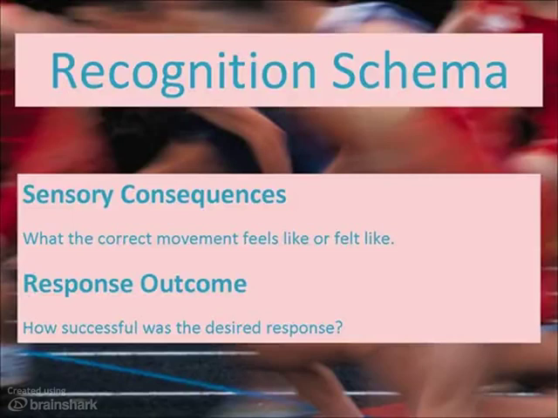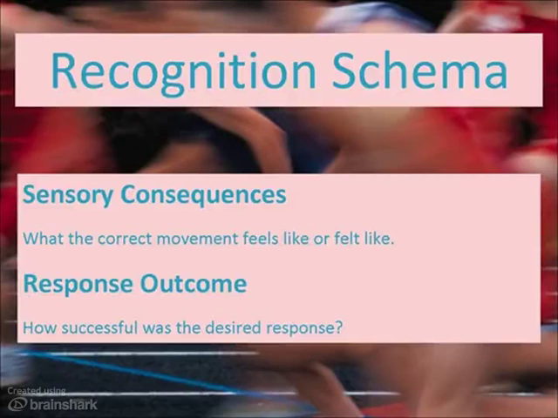And you might want to be using the word kinesthesis, which really means the feeling of the movement. Now, the response outcome clearly refers to what happened. And as you can see there, it says, how successful was the desired response? That really means, what was the outcome? I wanted to shoot, I wanted to score.